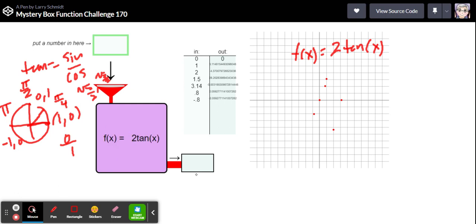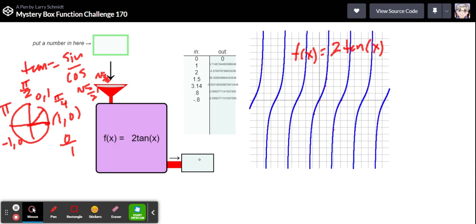Yeah, there it is, 2 times the tangent of x, and we can graph that as well. And there you have that tangent function. It's just a little bit steeper. The rise is a little bit quicker than you would normally think.